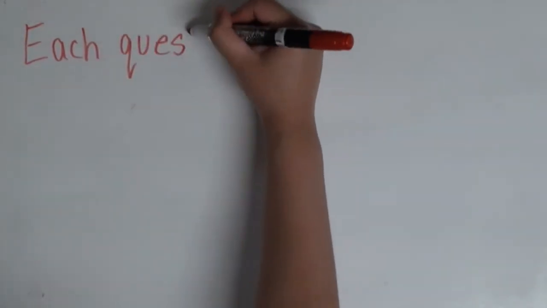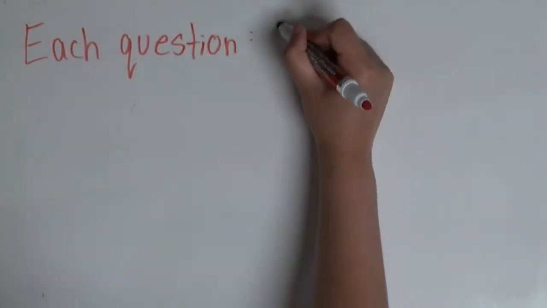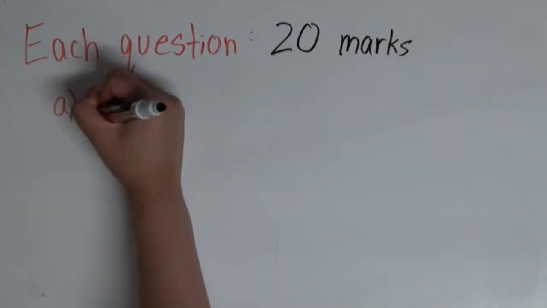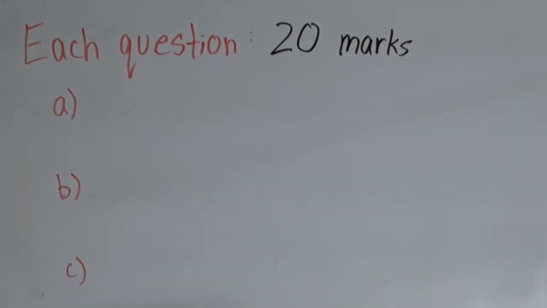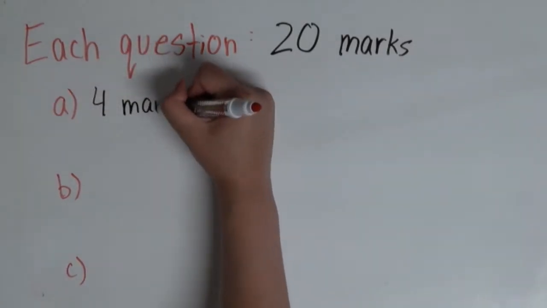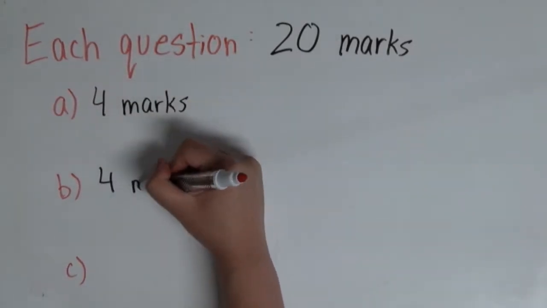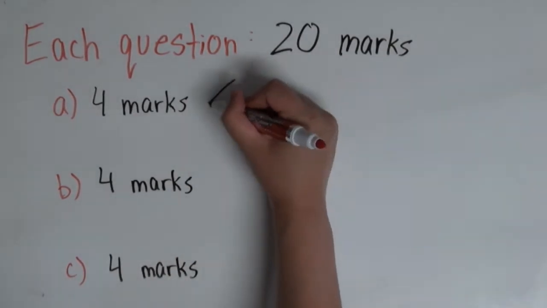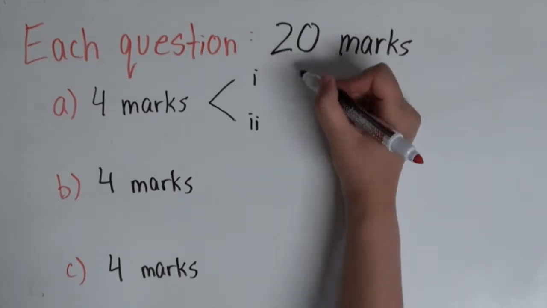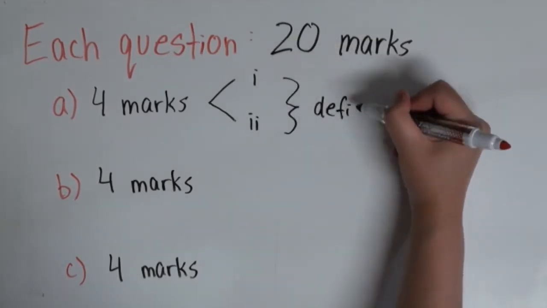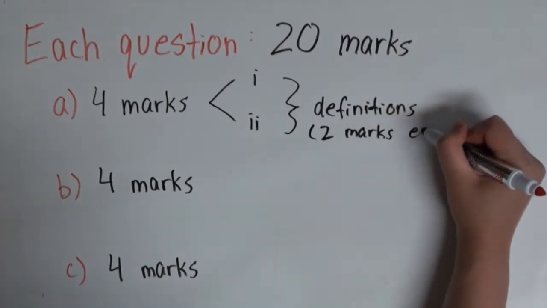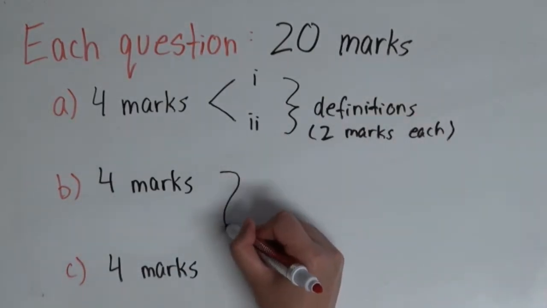Each question will be worth 20 marks, making paper 2 total up to 40 marks. The structure of the questions for paper 2 is different from that of paper 1. Instead of only part A and B, paper 2 questions have parts A, B, C, and D. Part A is worth 4 marks and is split into 2 smaller parts, I and II. Typically, you will be asked to define 2 economic terms for part A, with each definition being worth 2 marks.